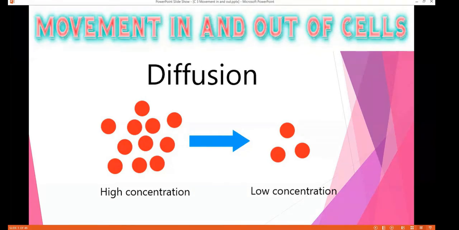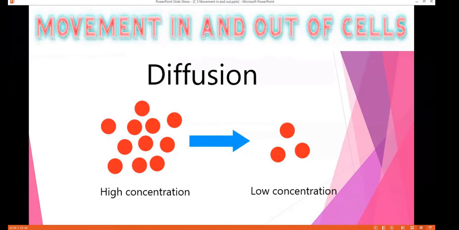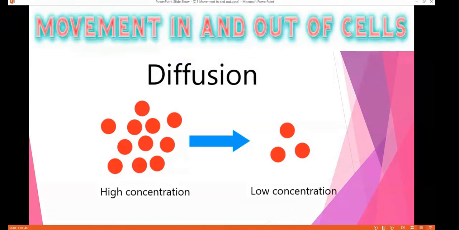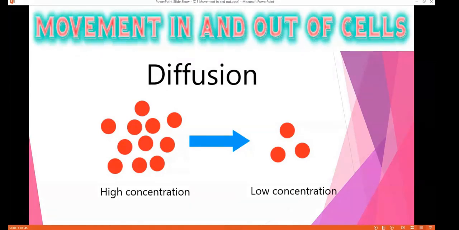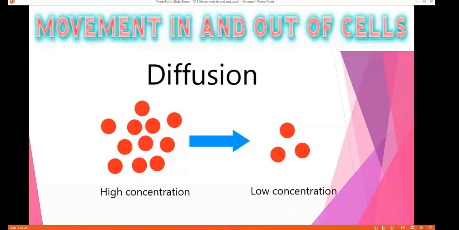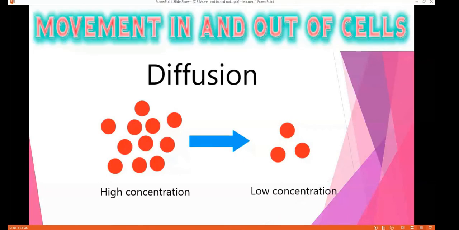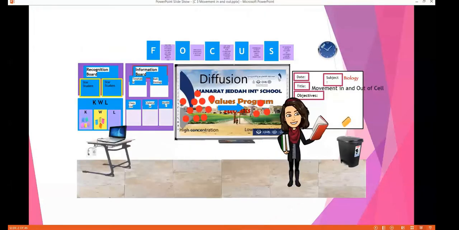This is the presentation on movement in and out of cells, the topic which we already started last week. So let's start with the topic. This presentation is uploaded on Teams. You may check, I believe, week 7 or 8, the offline lessons. All right, sweeties, we will be doing page number 33 today. But before that, we shall quickly revise the contents which we covered already last week.